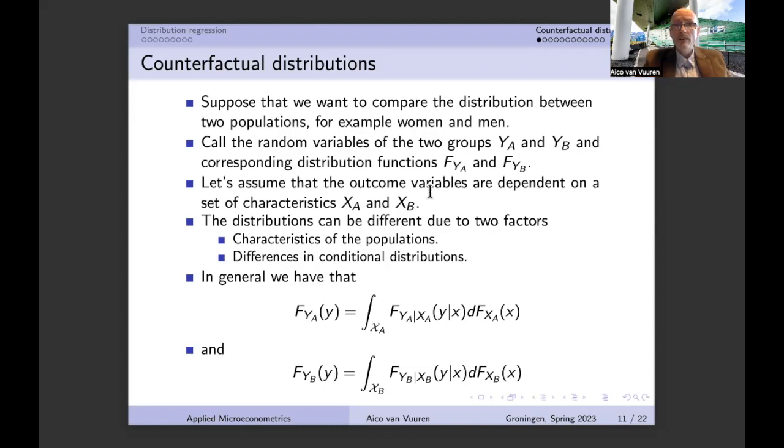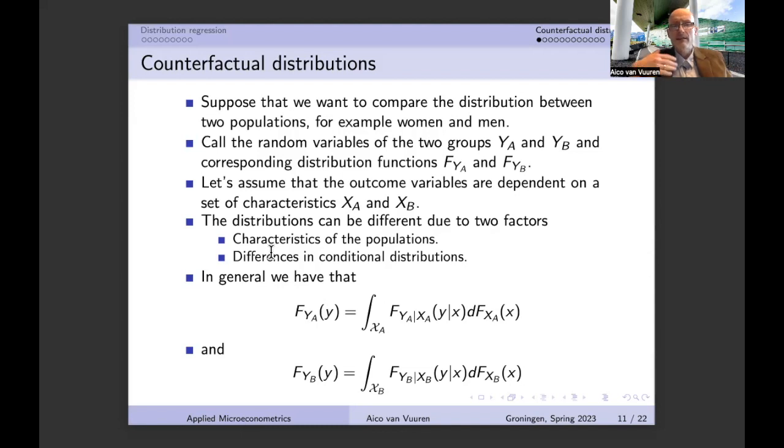It could, of course, be possible that this is reflected by the characteristics. It could be possible that the men at the bottom of the wage distribution now have much lower education levels than they used to in 1975, and at the top they may actually have much higher education levels. All that is possible, and related to the characteristics of the populations. But we should take into account that, apart from differences in the characteristics of the populations, there may also be differences in the conditional distributions.